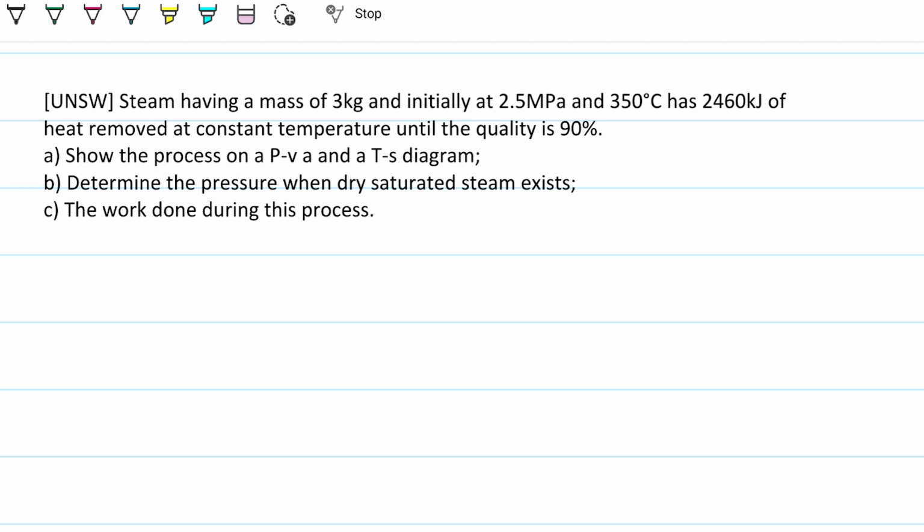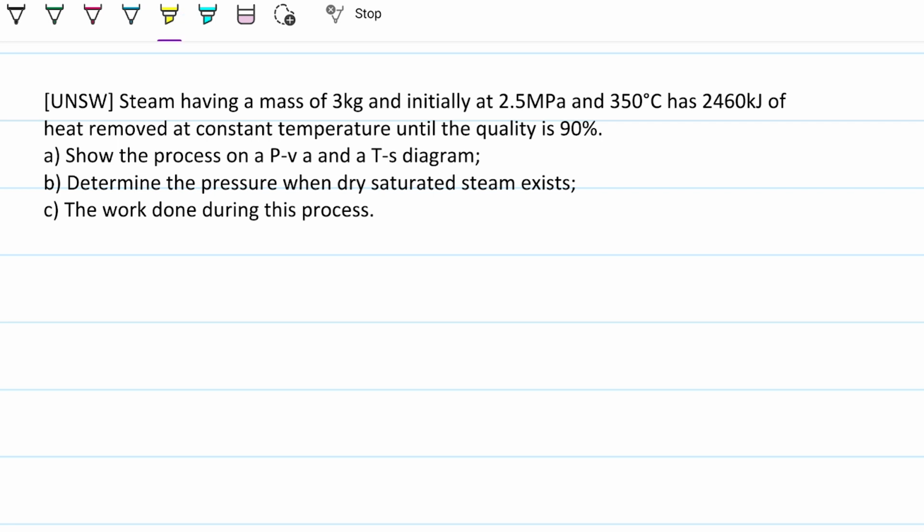Steam, having a mass of 3 kilograms and initially at 2.5 megapascals and 350 degrees Celsius, has 2,460 kilojoules of heat removed at a constant temperature until the quality is 90%. A. Show the process on a PV and a TS diagram. B. Determine the pressure when dry saturated steam exists. And C, the work done during this process.